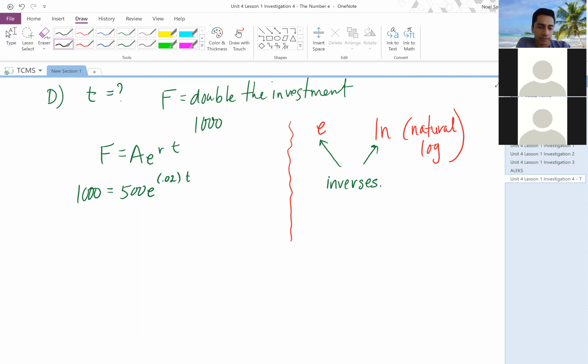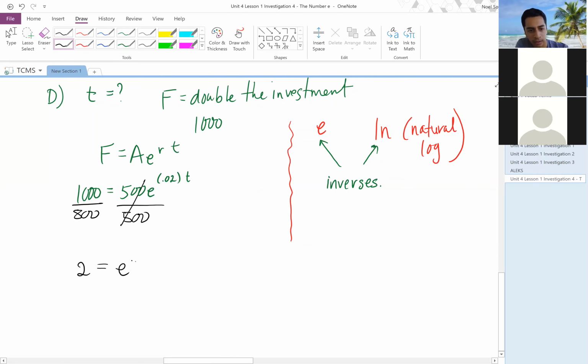If I wanted to solve here, and I want to solve for t, first thing I would do is probably divide both sides by 500. Okay, so 500's gone, and 1,000 divided by 500 is just 2. Okay, now you're left with 2 is equal to e to the 0.02t, right? And so this is where the natural log comes into play, because what you want to do is say, okay, I need to somehow bring this t down, but the entire thing is part of the exponent.